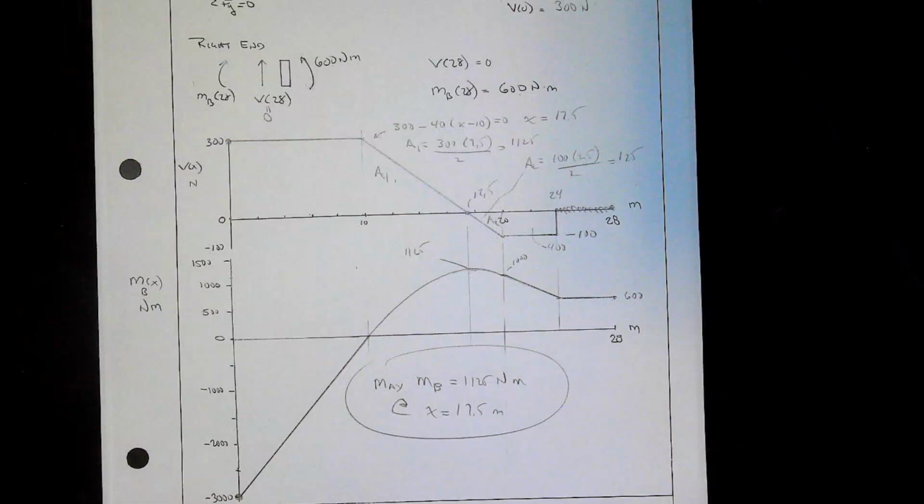And here are our plots. So the last thing we have to do is tell us all about the maximum bending moment. So max bending moment equals 1125 Newton meters, at x equals 17.5 meters. All done.